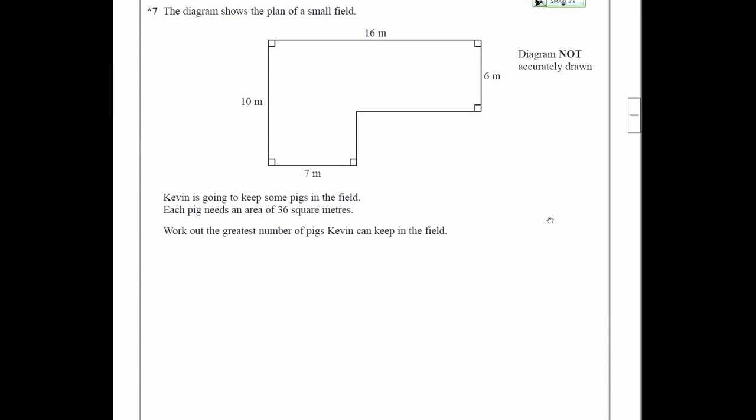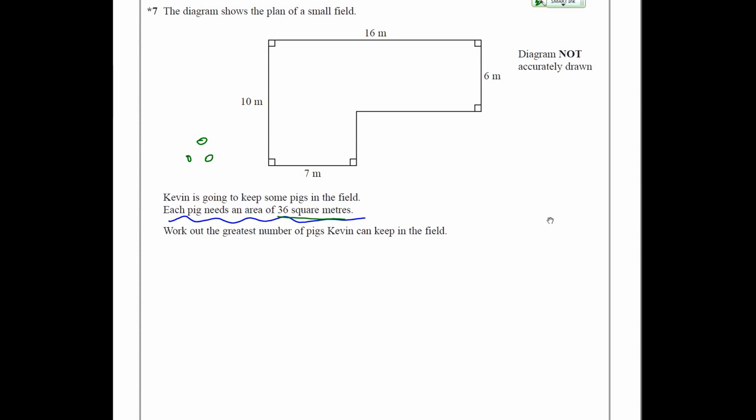Question 7. It's a starred question, so there's going to be a little bit of explaining to do here. Right, the diagram shows the plan of a small field. Kevin is going to keep some pigs in the field. Each pig needs an area of 36 square meters. Work out the greatest number of pigs Kevin can keep in the field. What a dilemma. So he needs to think about his pigs. He doesn't want them to be all squashed together. He wants them to have enough space. And he knows that each one is going to want 36 square meters of space.